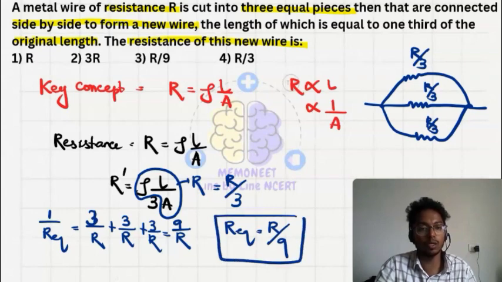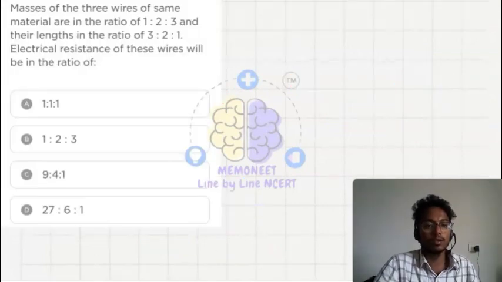Okay, so which will be the correct answer? Option 3 is our correct answer. So let's see this question. This is one of the important questions. Okay, I think it might come in the NEET exam next year.